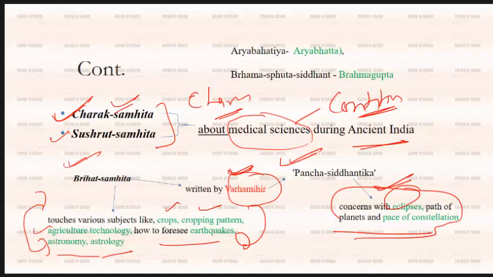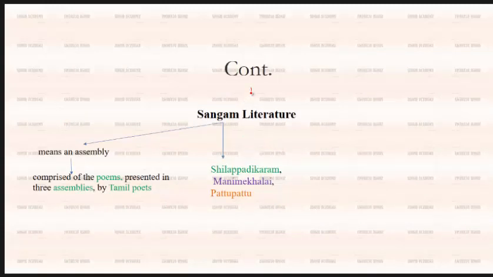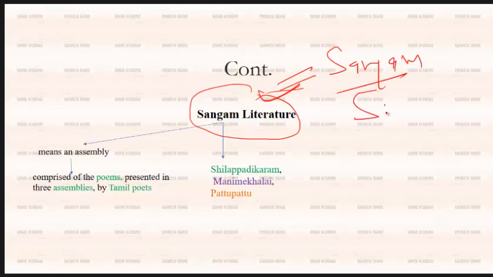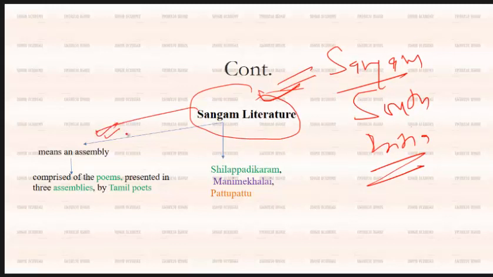Now another important source we are going to discuss is Sangam Literature. Sangam Literature was written by some South Indian scholars, and these books give information regarding the Sangam period, a South Indian history. The meaning of Sangam is assembly, and the literature comprises poems presented in the assembly by Tamil poets.